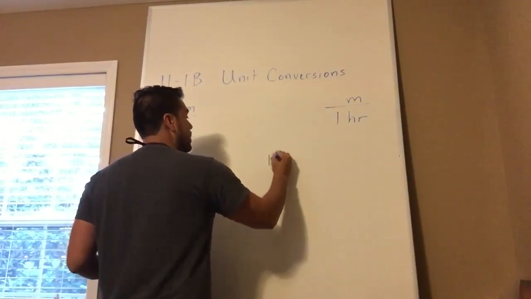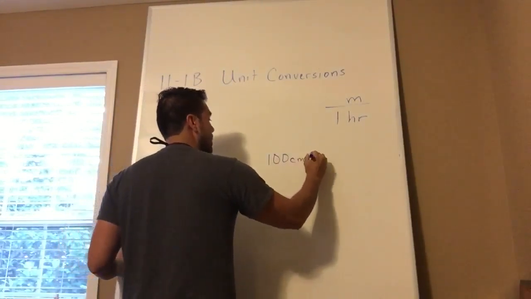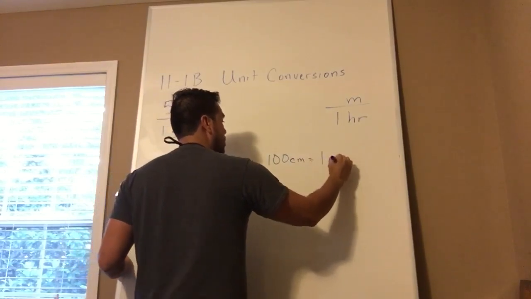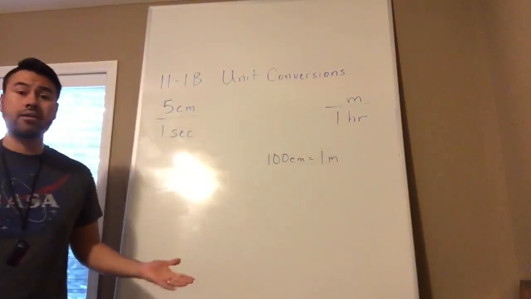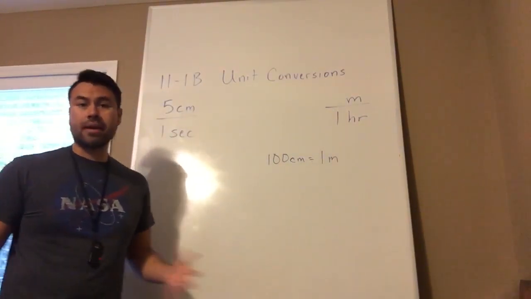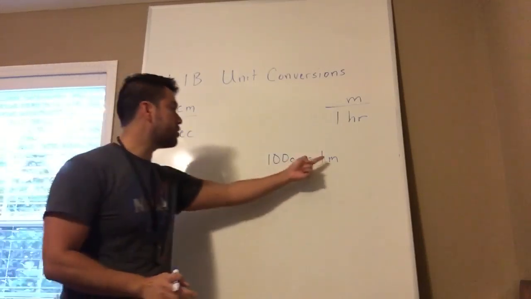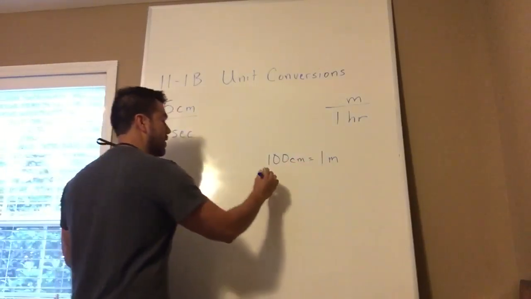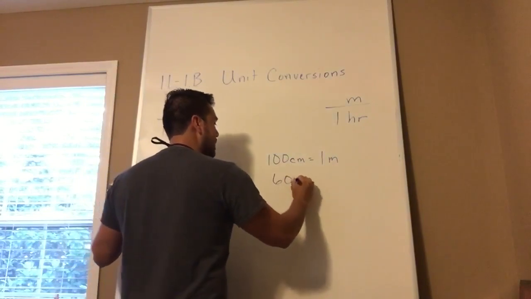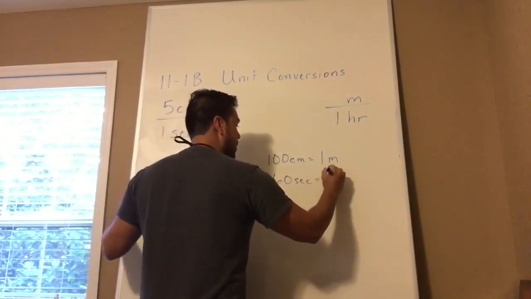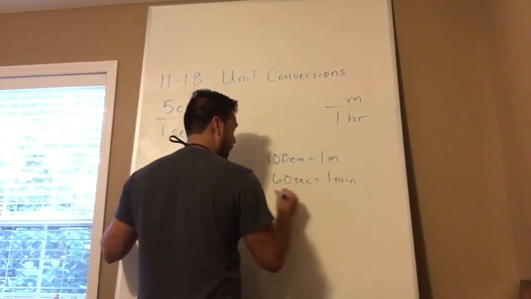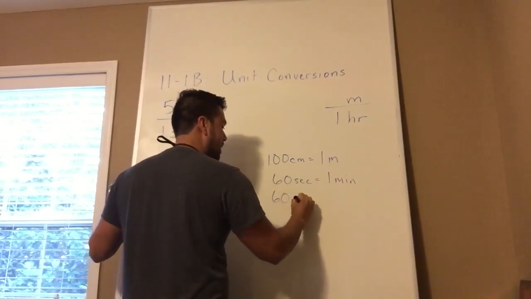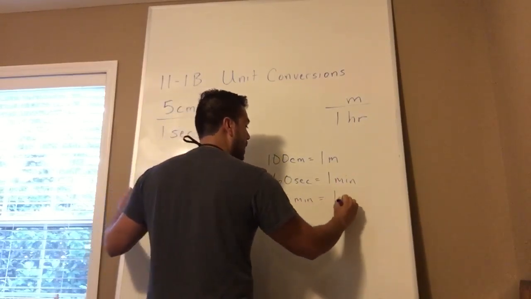There are 100 centimeters in 1 meter. So you should know that too, because that's going to help you out in science anyway. 100 centimeters in a meter. And then there are 60 seconds in 1 minute and 60 minutes in 1 hour.